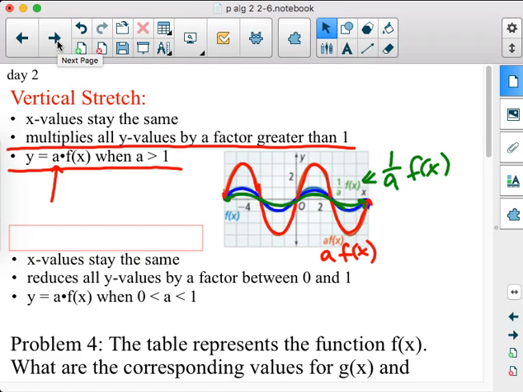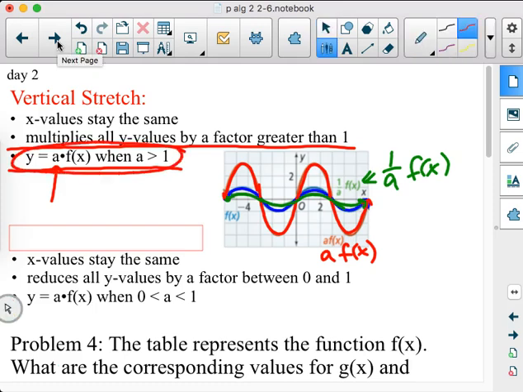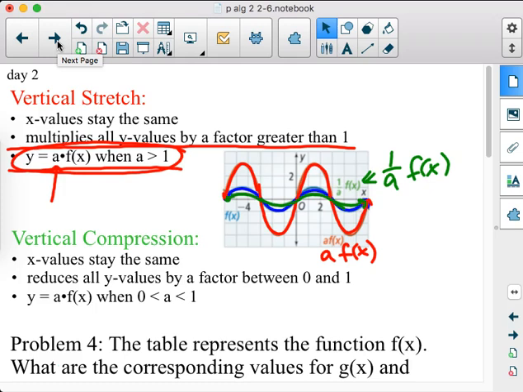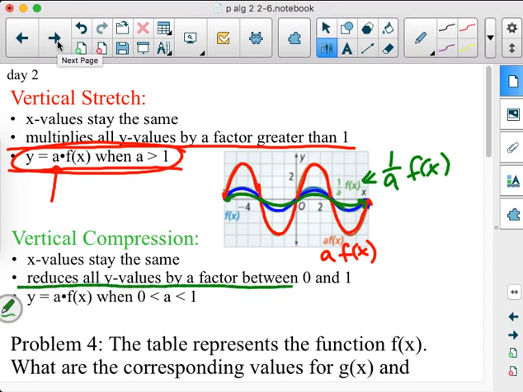So stretch, number bigger than 1 out in front of our graph. Vertical compression, because vertical means up and down, so remember this is what I said with the rubber band, where we're actually putting our hand at the top and at the bottom and we're pulling those apart. With vertical compressions, we're pushing them back down together, we're shrinking it. So the x values stay the same, but notice this is going to reduce all the y values, this was a green one up there, by a factor between 0 and 1. So if we see our graph, we see our equation, and we see a number in front that's a number between 0 and 1, then we know we have a vertical compression.